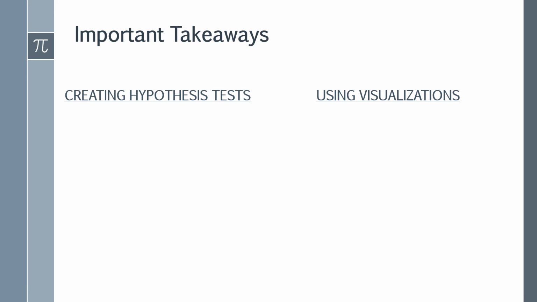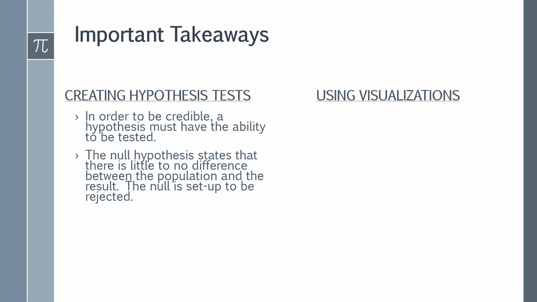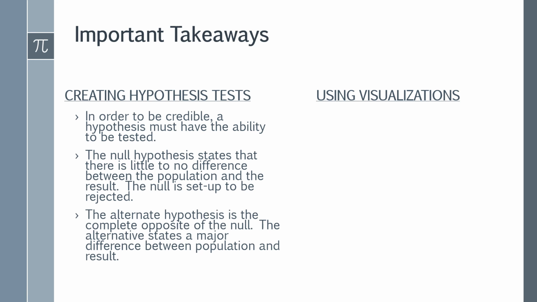Here are a few important takeaways from the presentation. When creating hypothesis tests, in order to be credible, a hypothesis must have the ability to be tested. The null hypothesis states that there is little to no difference between the population and the result. The null is set up to be rejected. The alternate hypothesis is the complete opposite of the null. The alternate states a major difference between population and result.